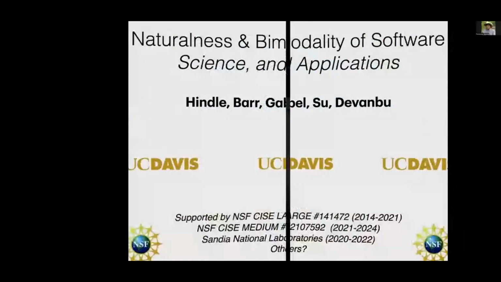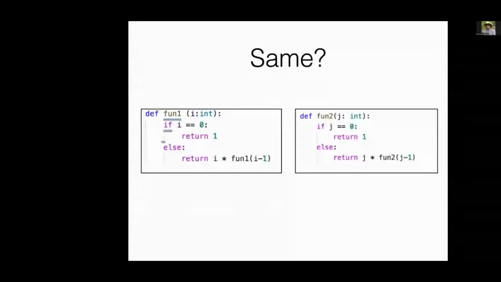Okay, I'm going to start with a couple of examples that'll hopefully pique your interest. First, let me ask you, do these two code fragments above mean the same to you? Most of you would probably say yes, it's just a factorial function. There's nothing in these fragments of code that convey any other intention.